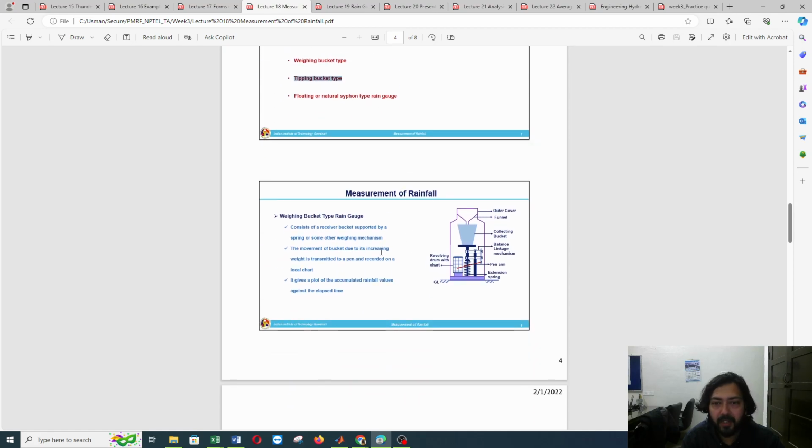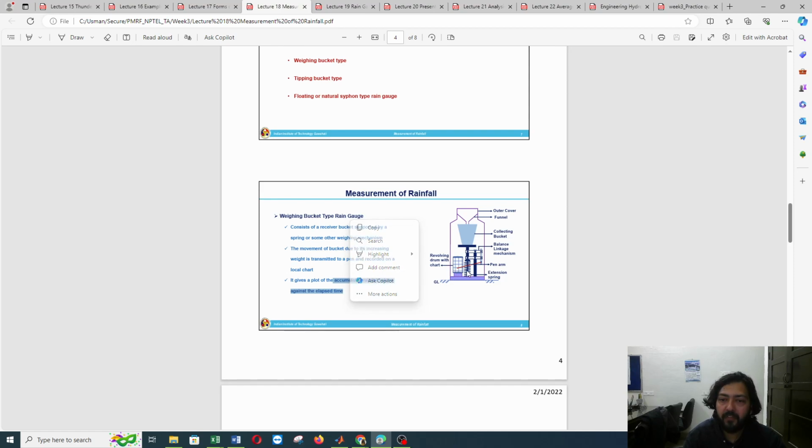So let us look into the weighing bucket. If you look at the arrangement on the right-hand side, we have a balance linkage mechanism, and to that mechanism a pen is attached, and that pen is attached to a revolving drum with a chart. Once the precipitation enters the funnel, it starts filling the bucket, and the weight of the bucket keeps increasing. Due to the balance linkage mechanism, it will drop and the pen will start rotating on the drum, and we will get a plot of accumulated rainfall versus time.